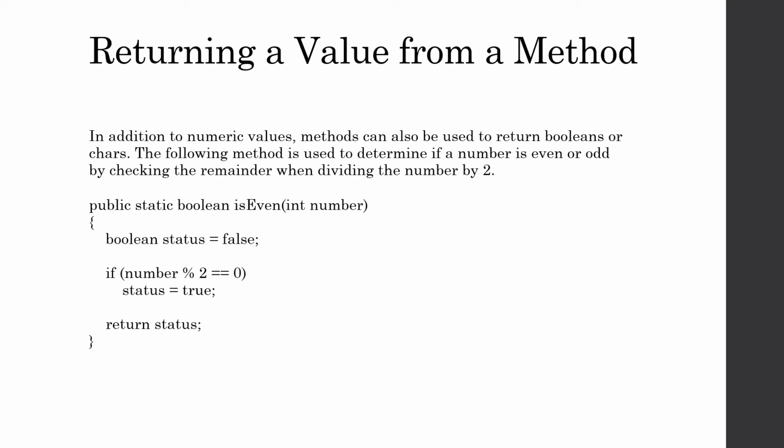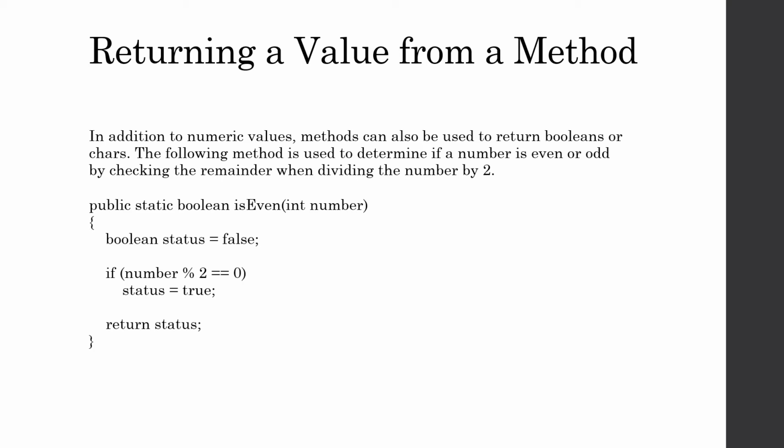So we'll go ahead and create this method. We're calling it isEven. It's going to be public static boolean. So because we're returning either a true or false value, the return type is going to be boolean. We're going to give it a number. In this case, we're going to deal with strictly integers.